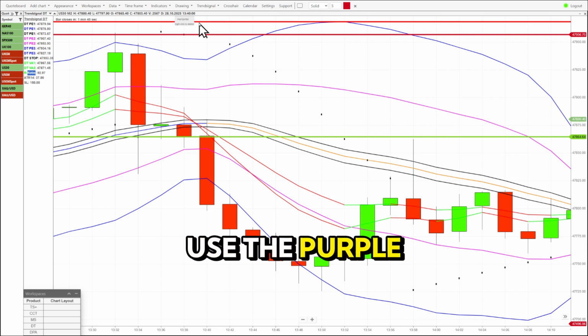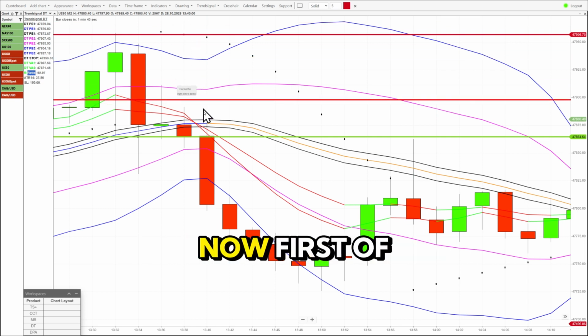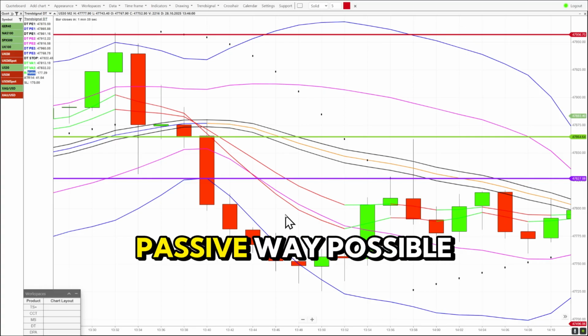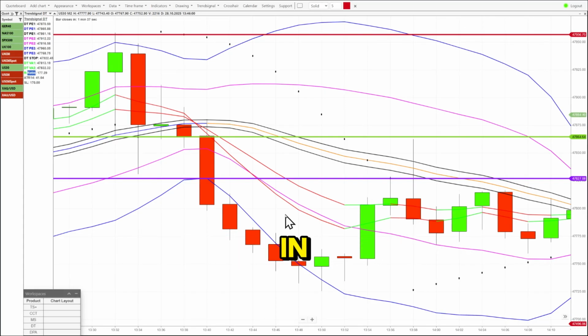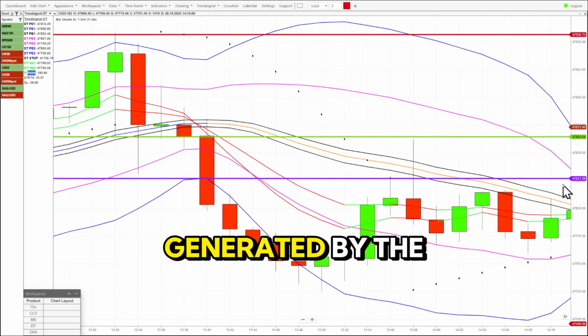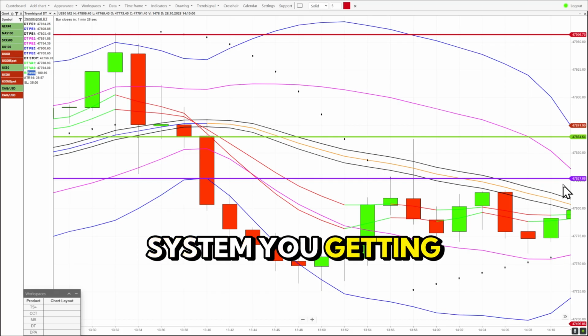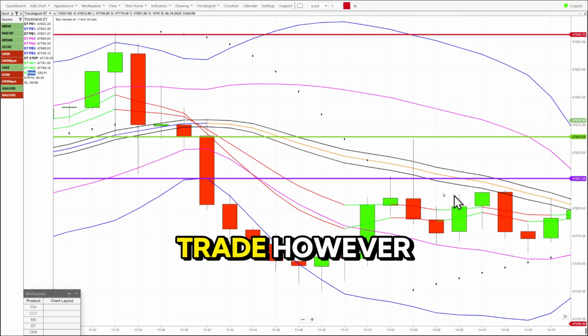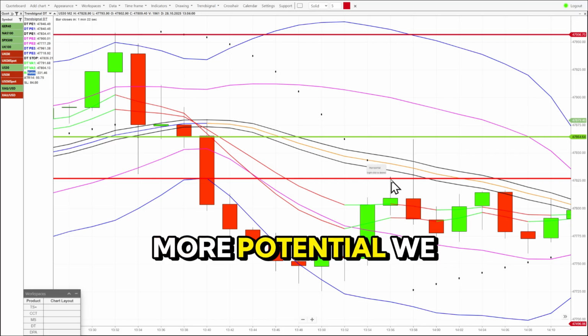And I'm going to use the purple line to track two different things. First of all, we have the movement from just following this trade in the most passive way possible, putting no thought in, just letting the trade naturally close itself out. In which case, you still get a decent return, but you do miss a lot of the opportunity generated by the system. You're getting the best part of about 37 pips worth of movement out of that trade. However, there's a lot more potential we can take.